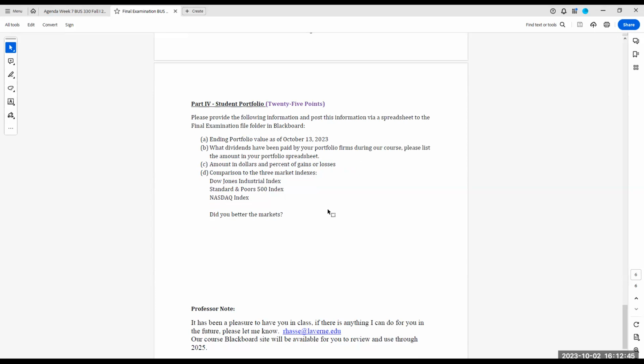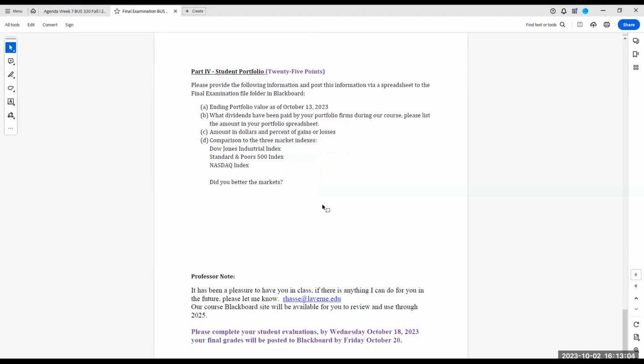Then calculate, like we've done in prior assignments, the dollars and percent of gains or losses from what you started out with, the 100,000, to your portfolio value on October 13th. What has been the dollar amount gain or loss, and what is that in percentage? And then also find the Dow, the S&P 500, and the NASDAQ index on October 13th. And how has the Dow, the S&P 500, and NASDAQ changed from the very first week when we did this analysis in a percentage? And then that should help you answer the final question, did you better the markets?